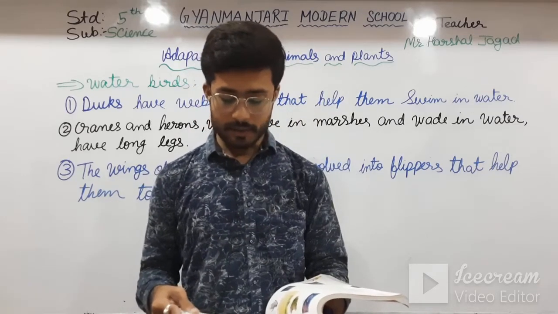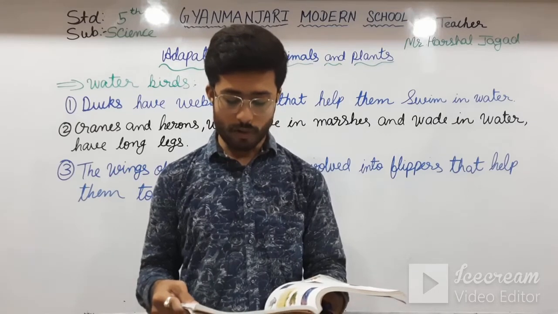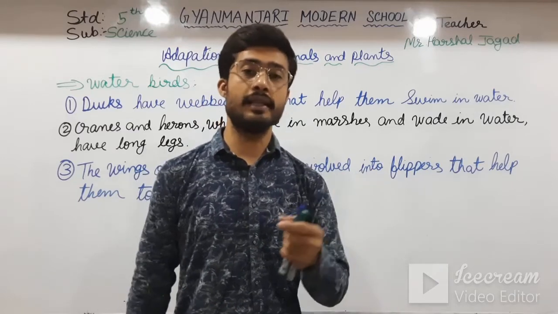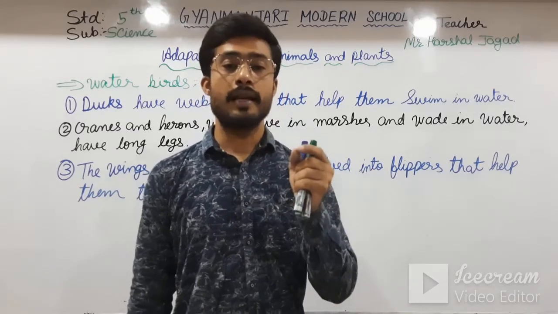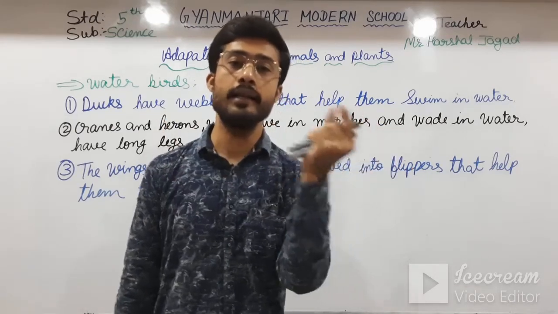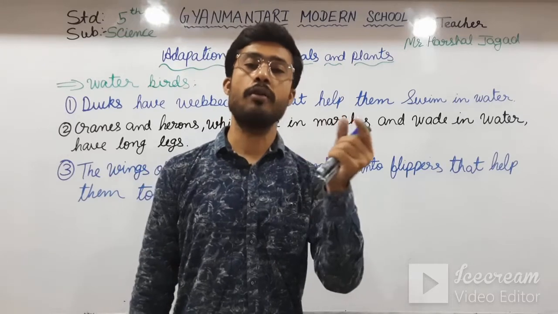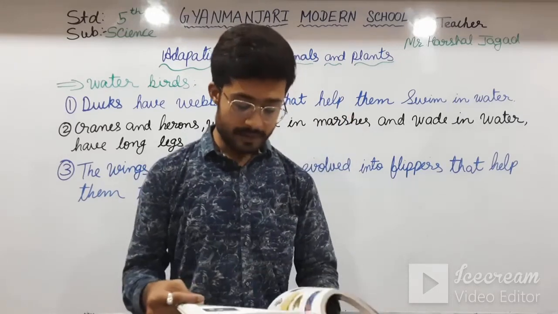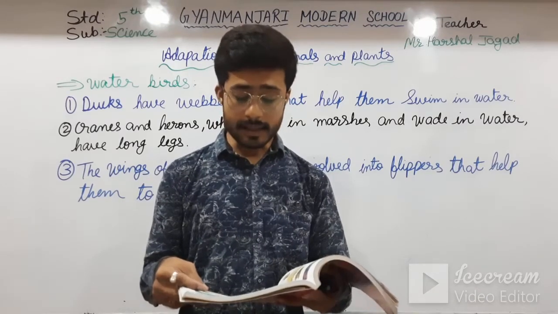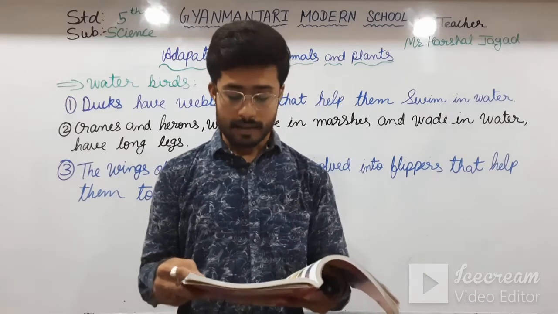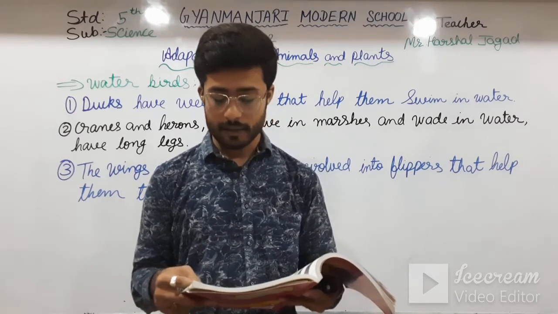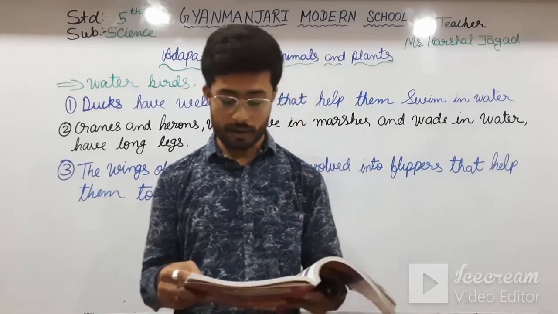some plants have spongy roots so that the whole plant can stay afloat in water. Why? So that the whole plant can float in the water. Okay students, see here, there is an example here. Water hyacinth. See here, water hyacinth and duckweed are the plants that stay afloat in water.